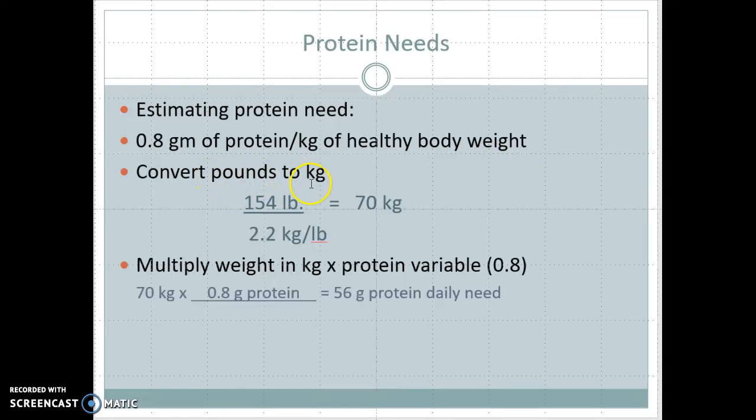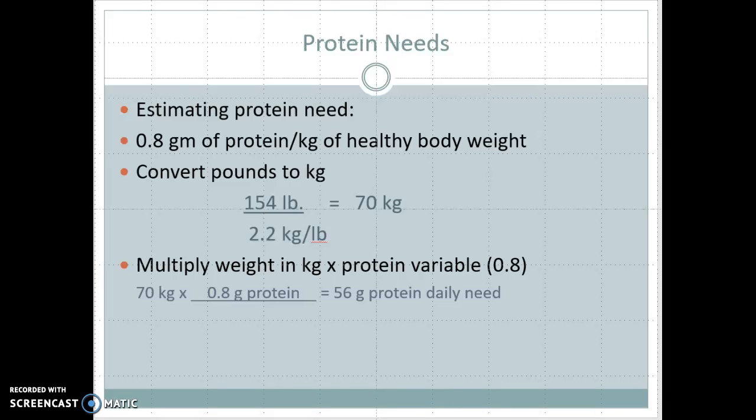So you can convert your weight from pounds to kilograms by taking pounds divided by 2.2, and you get, in this case, 70. And you simply multiply the kilograms by 0.8. So this person needs 56 grams of protein a day. Well, what does that mean? Remember, every gram contributes 4 calories.